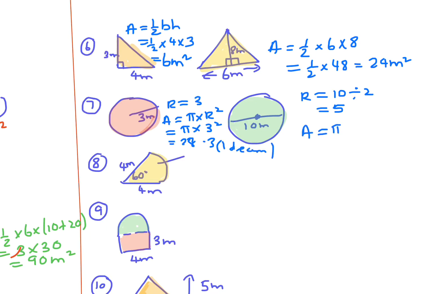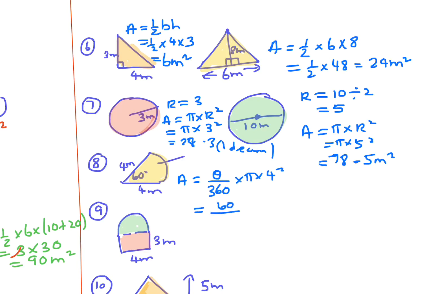Okay, so this one here, pi times the radius squared, and the radius is 5, so it's pi times 5 squared, which equals 78.5 meters squared. Okay, and the next one, so we put whatever the angle is over 360 times pi times 4 squared. So the angle is 60 over 360 times pi times 4 squared. And you end up with 8.4 meters squared to 1 decimal.